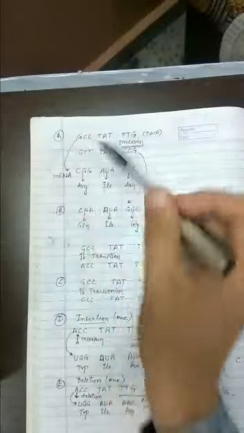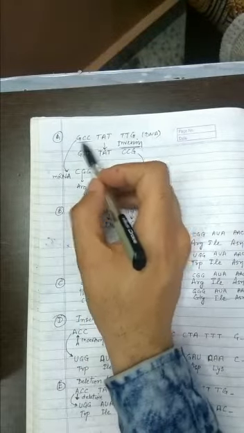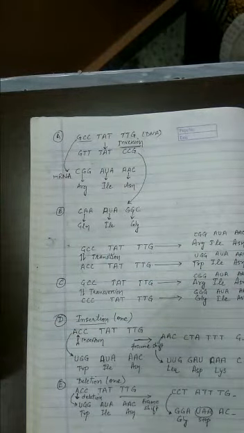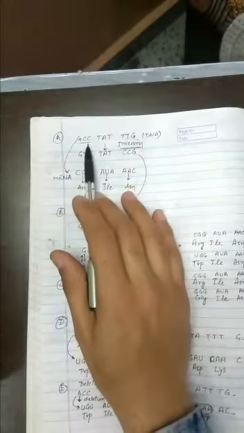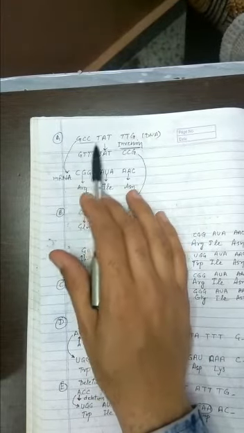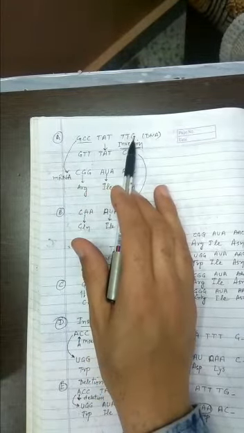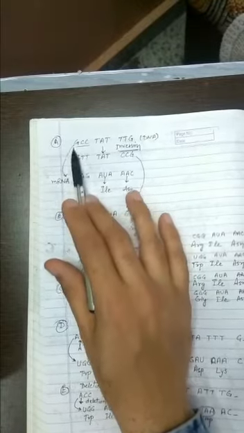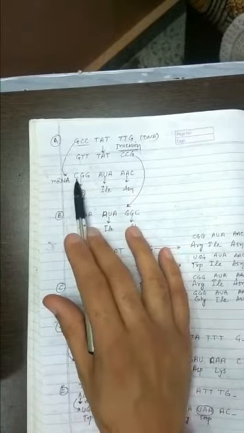Codons are always written in triplets. There is no gap in DNA, but for easy understanding I have put some gaps there. So GCC, TAT, TTG, this is the information on the DNA. Now if the information on DNA is this, then what should be the mRNA formed?